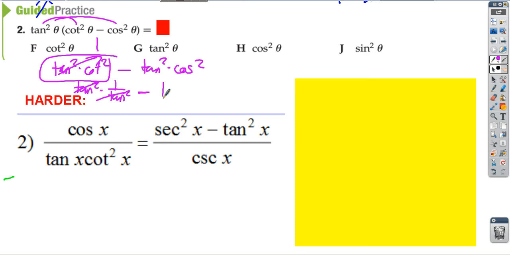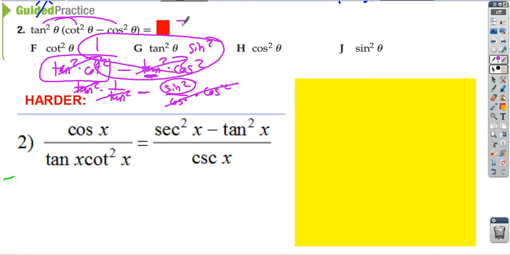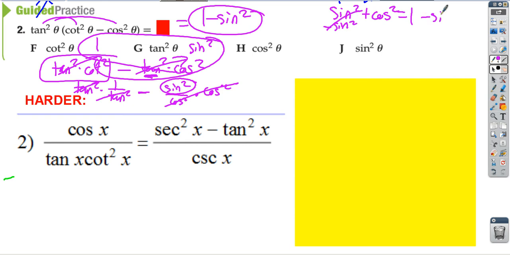And then when in doubt, change everything to sines and cosines. So I'm going to change this thing right here into sine squared over cosine squared. And then I have that times cosine squared. Those will cancel, leaving me with sine squared. So this whole thing is sine squared. So we have 1 minus sine squared, and you might recognize that from this identity. Like I said, it appears all the time. So if you haven't memorized it, hopefully you'll see the need to. If we subtract sine squared from both sides, we end up with 1 minus sine squared is equal to cosine squared, so that's option H.